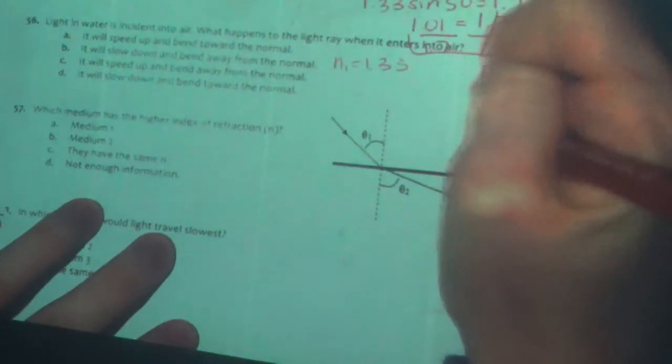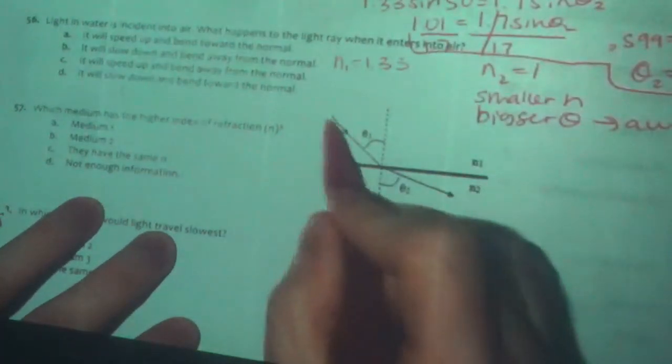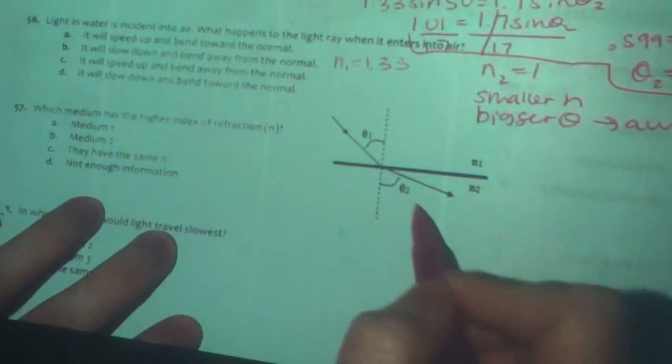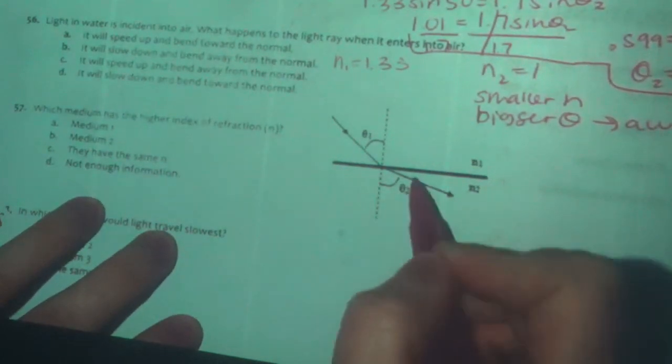Light is in water and it goes into air. What happens? So first of all, N1 is water, and then it goes into air, so N2 is 1. So I'm going into a smaller n. If you're going into a smaller n, that's going to be a bigger angle. Bigger angle is going to be bending away from the normal, so think about like this one. If it were to continue, it would look like this.